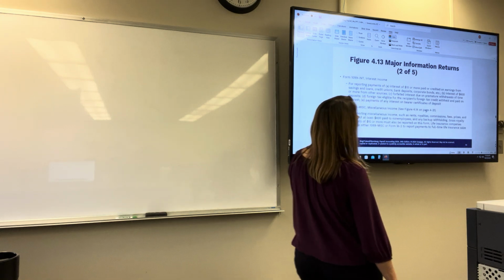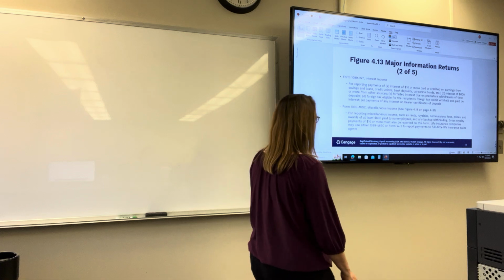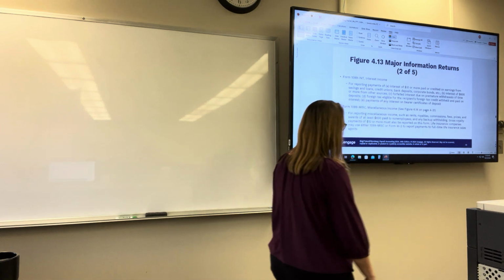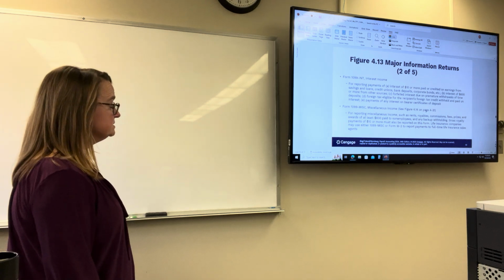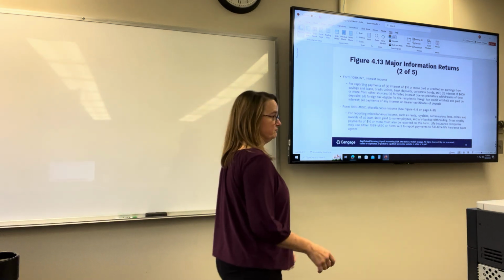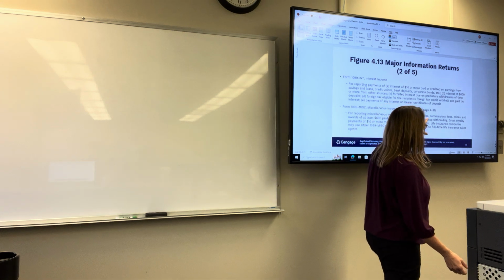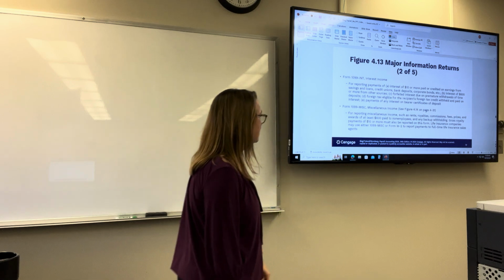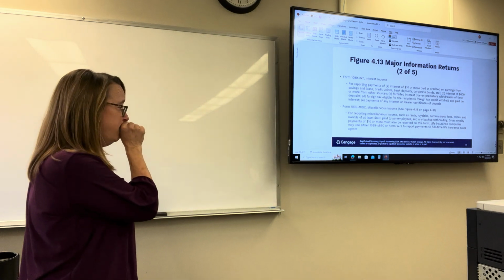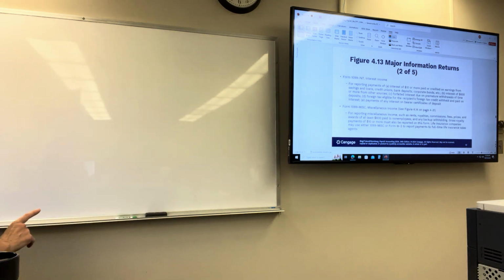1099 INT, this is for interest income. Again, the threshold is $10 or more that was paid. 1099 miscellaneous is just exactly that. It's for various types of income, mainly rent income, royalty income, commissions, fees, prizes, awards of at least $600 paid to a non-employee.